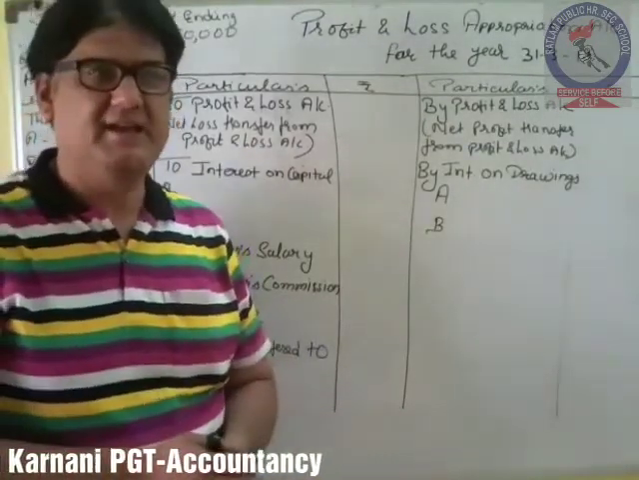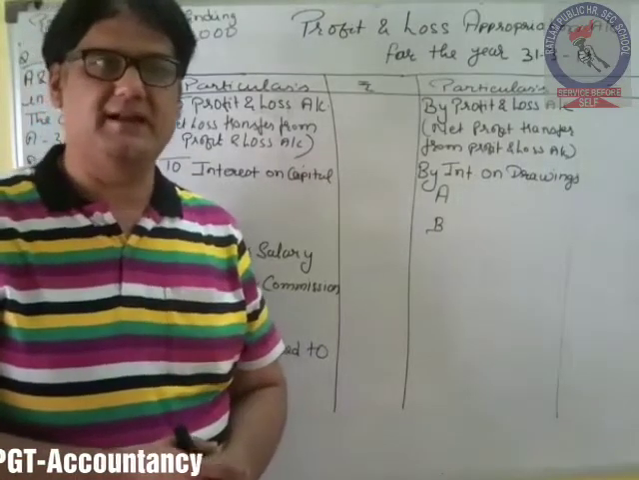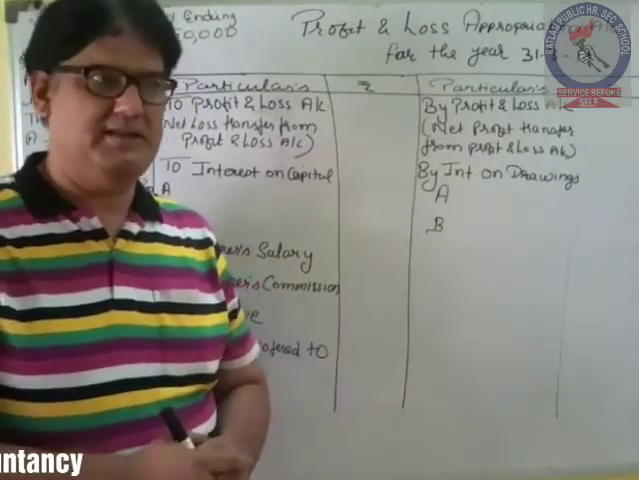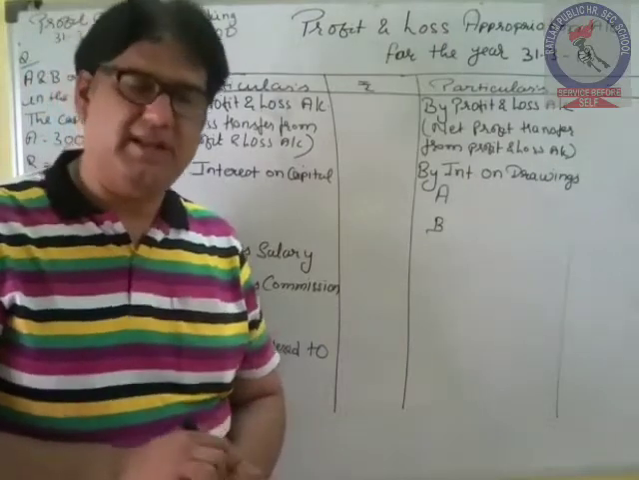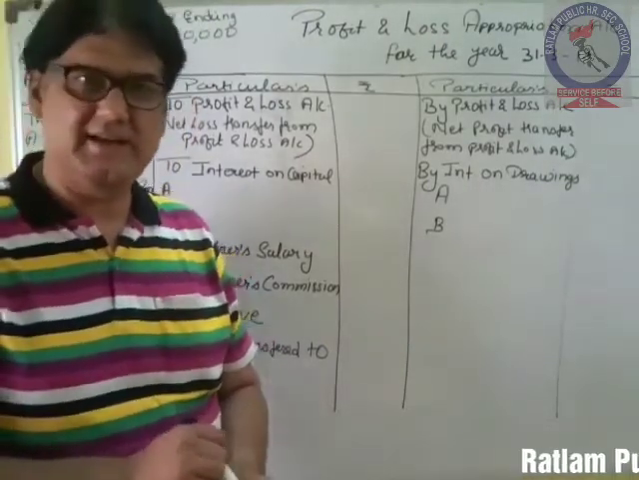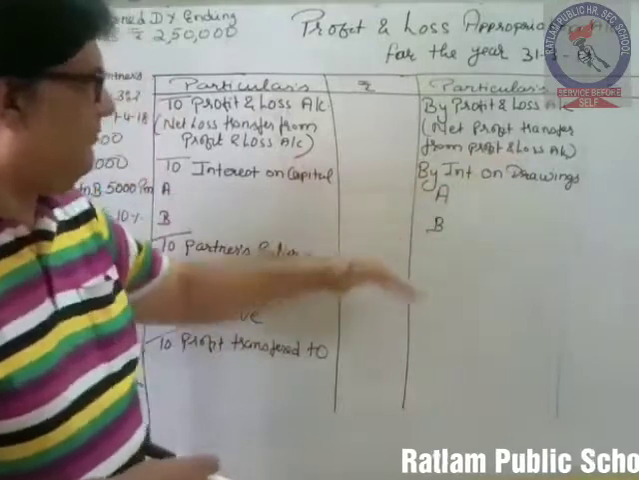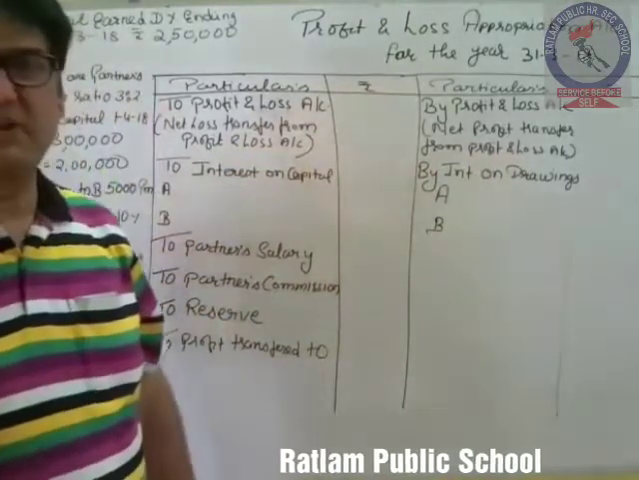If nothing is said related with the capital, then it is always assumed that the partners are having fluctuating capital. Is it clear? So this is the format of the profit and loss appropriation account.